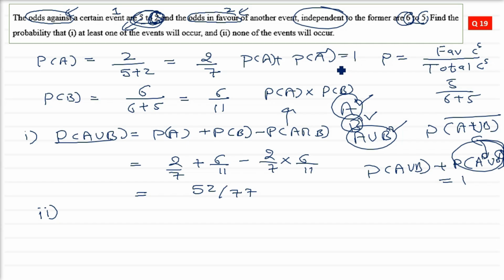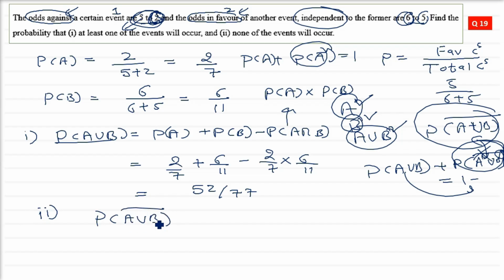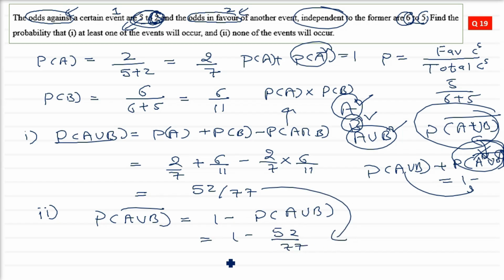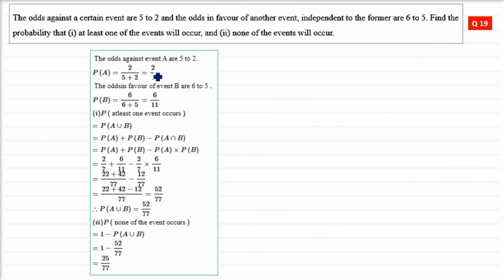This goes like this. P(A) plus P(A bar) is 1. We have already known about that. Same thing here. None of the events will occur will come from at least one of the events will occur. If you just subtract it from 1, because at least one of the events and none of the events, if you combine them, it will be the total probability of those events. So we are interested in P(A union B bar), which is going to be 1 minus P(A union B), and this is going to be 1 minus 52 by 77, and this gives you 25 by 77. This is your answer.